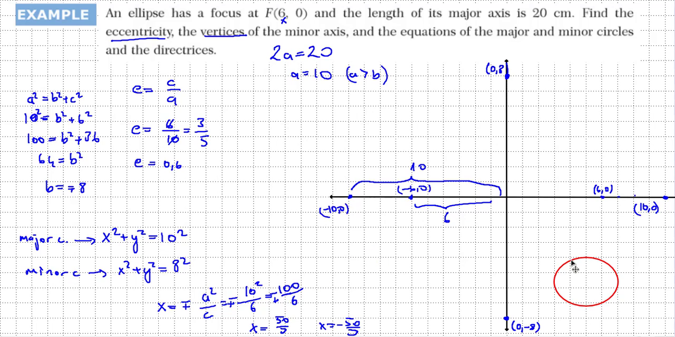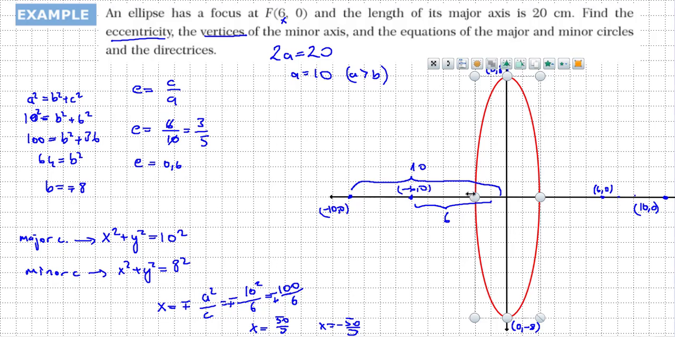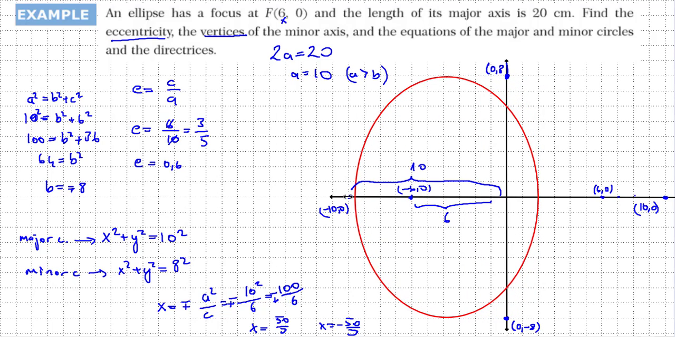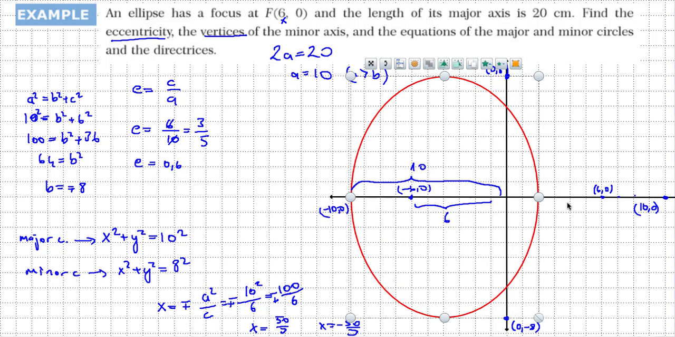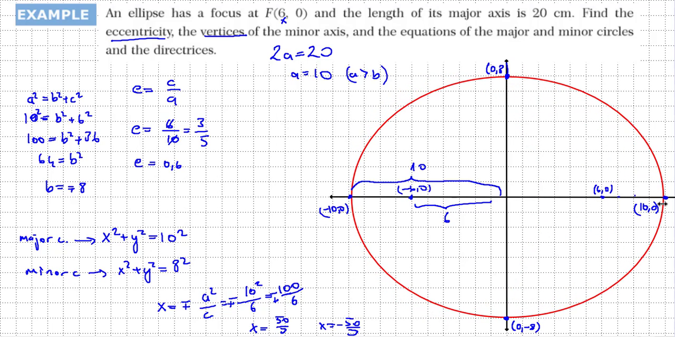But I want to show also the figure of the ellipse here. If I put the center here, this is 8. It is not asked in the question, but I want to show how the figure is. It is in this form, and it should be like this. So the figure of the ellipse, which has the focus (6, 0), should be like this.